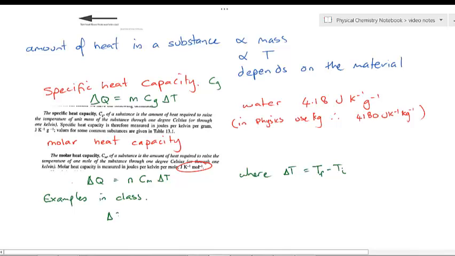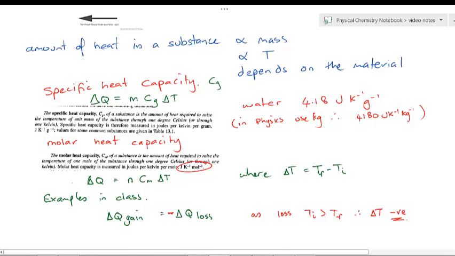Because of conservation of energy, the amount of heat that is gained is equivalent to the amount of heat that is lost in a material. And this is assuming an isolated system where there's no heat loss to the environment. I tend to use heat loss as a negative substance. And this is because the change in temperature, T final minus T initial, is negative.